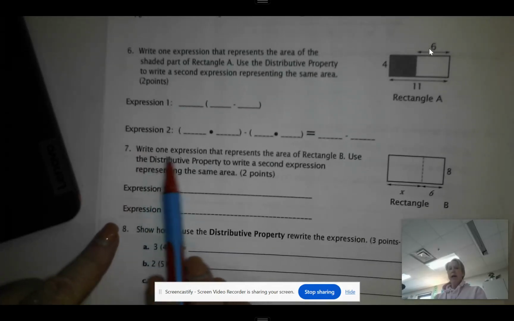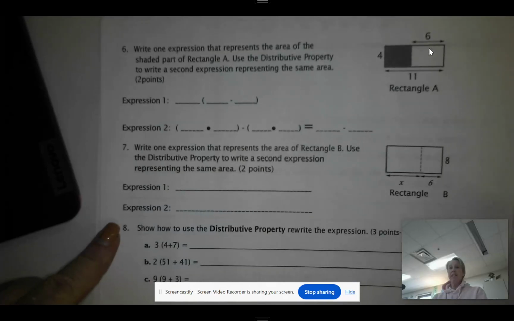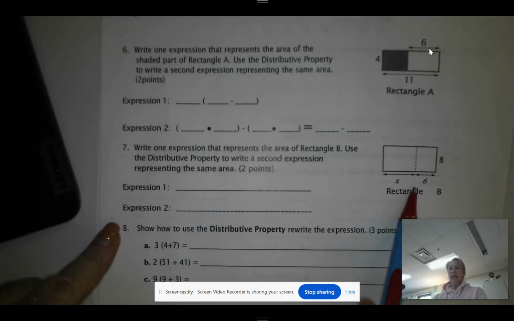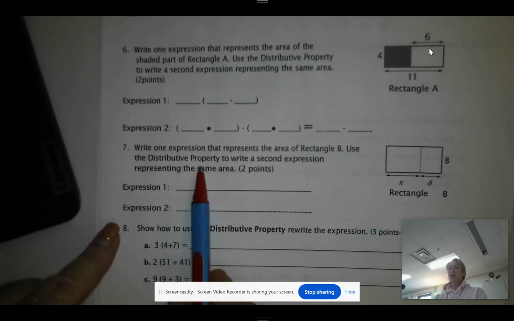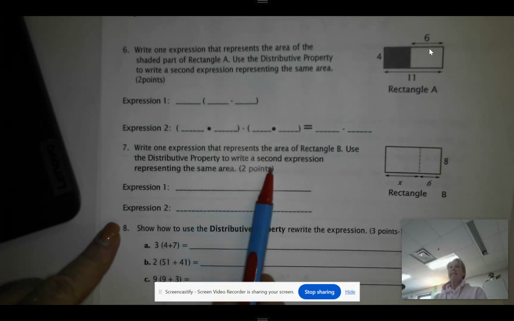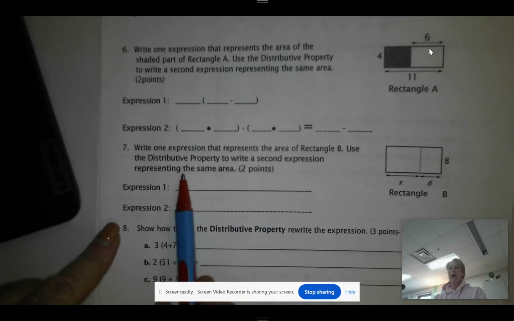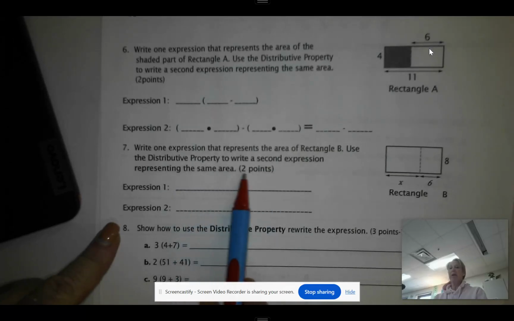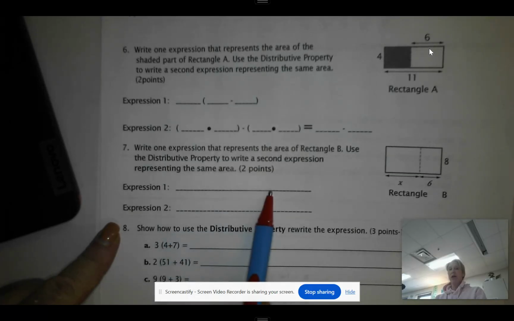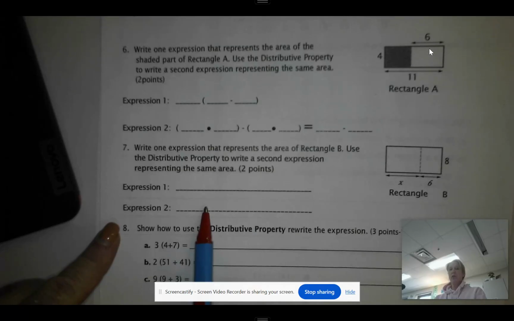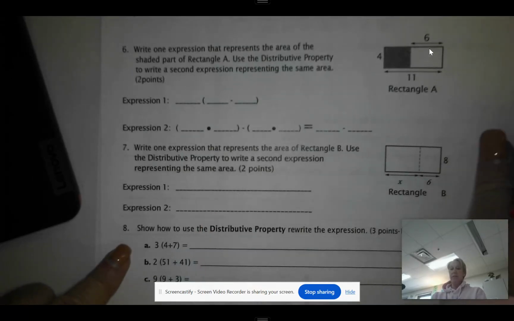7. Write one expression that represents the area of rectangle B. Use the distributive property to write a second expression representing the same area. It's worth 2 points for expression 1 and expression 2 where you use the distributive property. Pause.